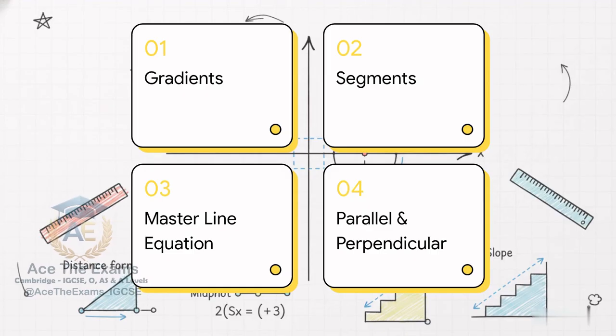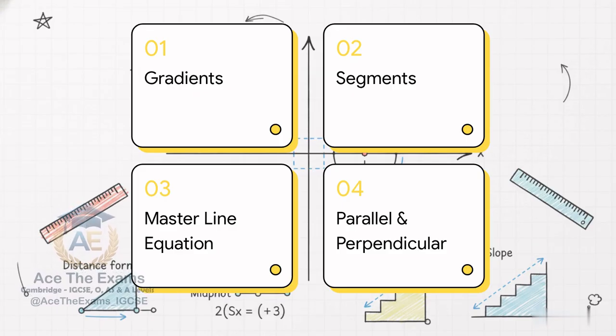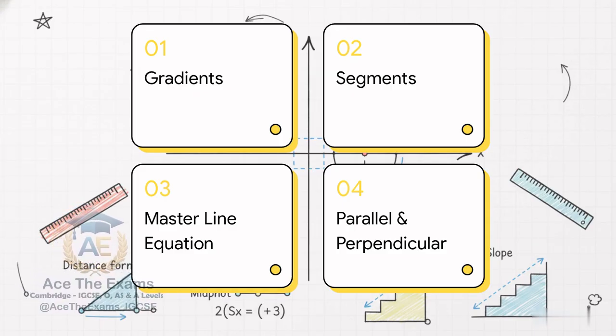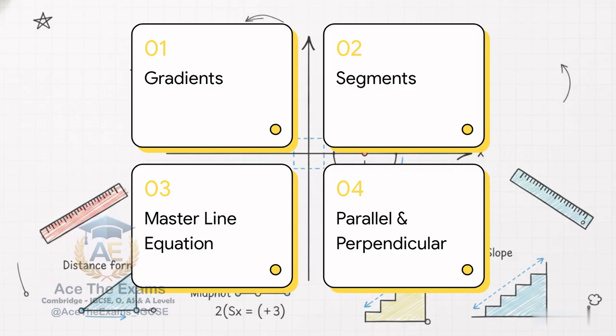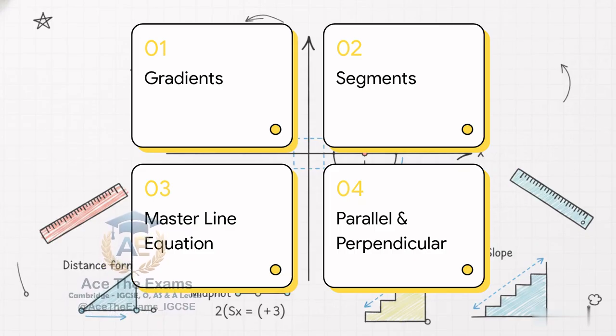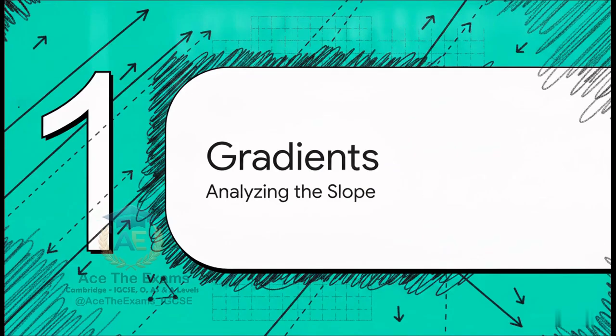Here is our battle plan for today. First, we'll tackle gradients and how to analyze the slope of a line. Then, we'll move into segments to figure out midpoints and lengths. Third, we'll construct the master line equation. And finally, we'll wrap up by looking at how lines interact when they are parallel and perpendicular. Let's go! Section 1. Gradients, analyzing the slope.